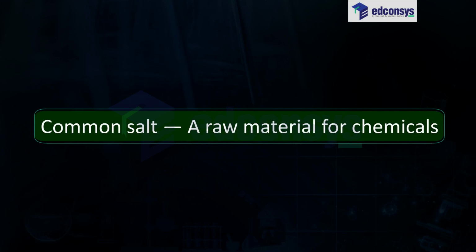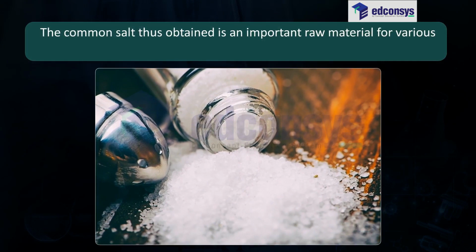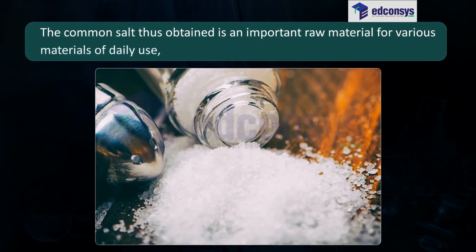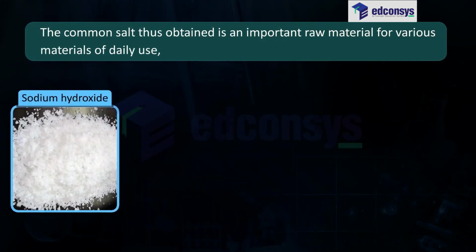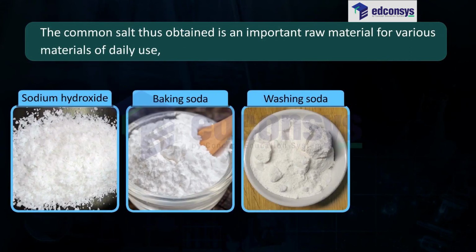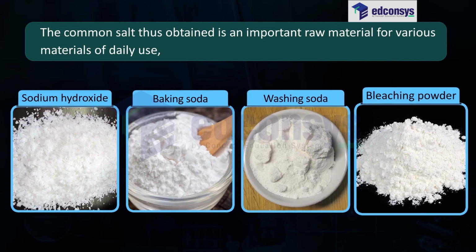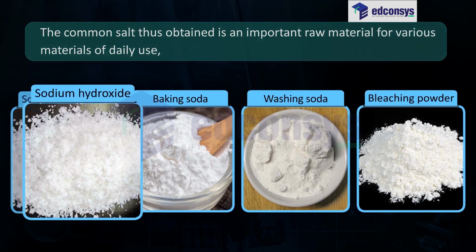Common salt, a raw material for chemicals. The common salt thus obtained is an important raw material for various materials of daily use, such as sodium hydroxide, baking soda, washing soda, bleaching powder, and many more. Let us see how one substance is used for making all these different substances.